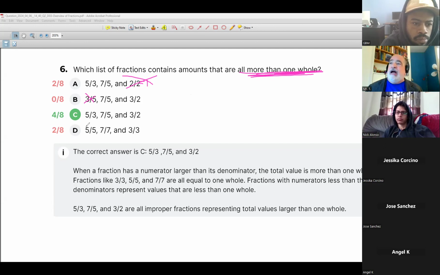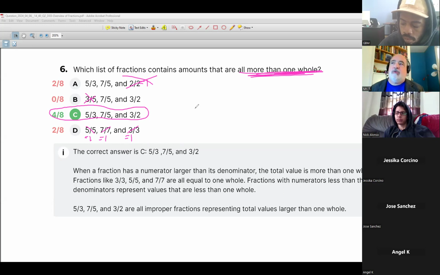But the problem with B is that 3/5 is not more than a whole. Let's look at D. 5/5 is equal to 1. 7/7 is equal to 1. And 3/3 is equal to 1. These are all equal to 1 whole, not more than 1 whole. So the only answer in which all 3 are greater than 1 is 5/3, 7/5, and 3/2. So it was asking for greater than 1, not greater than or equal to 1, right? If it had said greater than or equal to 1, then A and D would have been good choices, but not if it's all more than 1 whole.